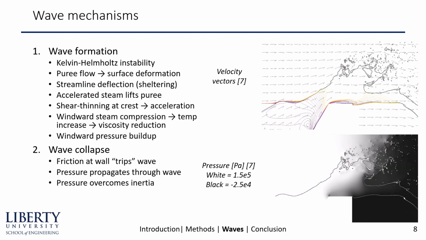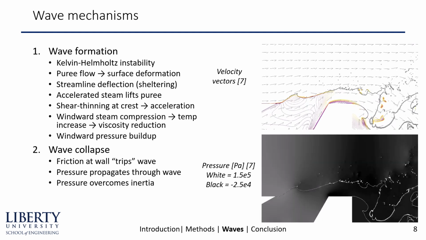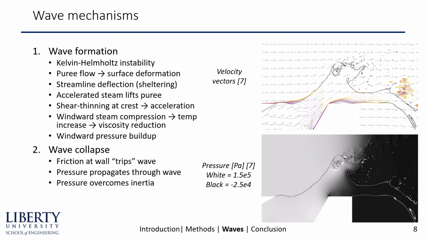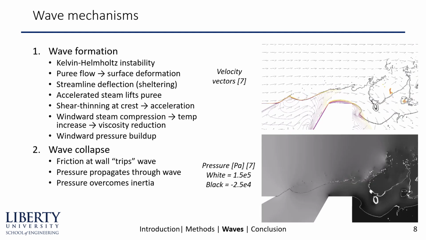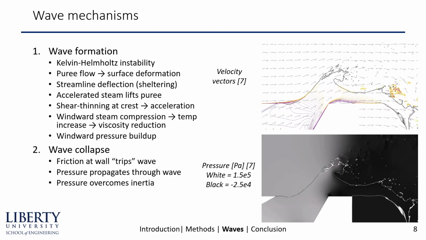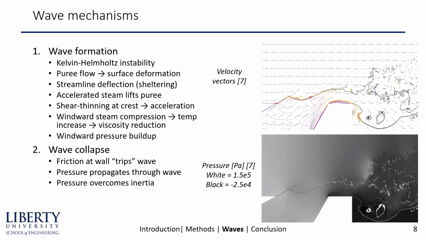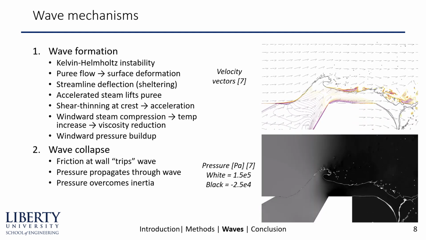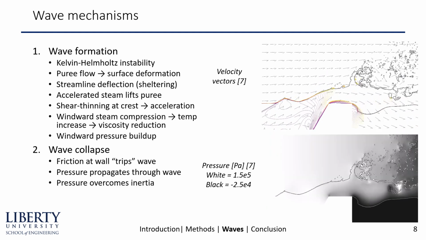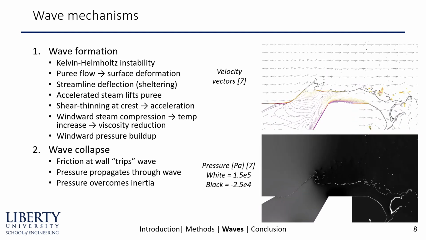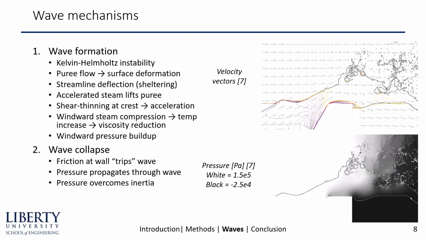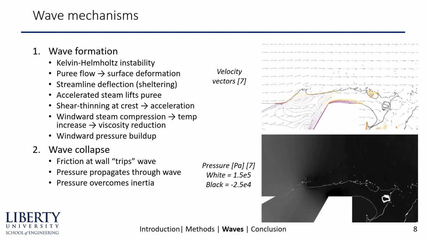What mechanisms are at play in this wave cycle process? Well, first, for wave formation, Kelvin-Helmholtz instability is dominant. The puree flow, as it's pushing into the steam, deforms the surface at the wave pool. This causes streamline deflection and sheltering.